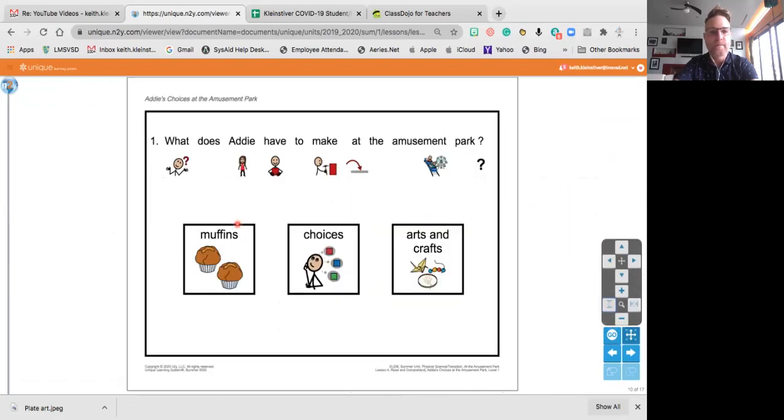Here we go. What does Addie have to make at the amusement park? That's our first question. What does Addie have to make at the amusement park? Does she have to make muffins, choices, arts and crafts? Some students will be reading this independently. Some students will have this read to them like I just did, and some students will point and say the correct answer, or some students will just point, and that's how it will be on each question.